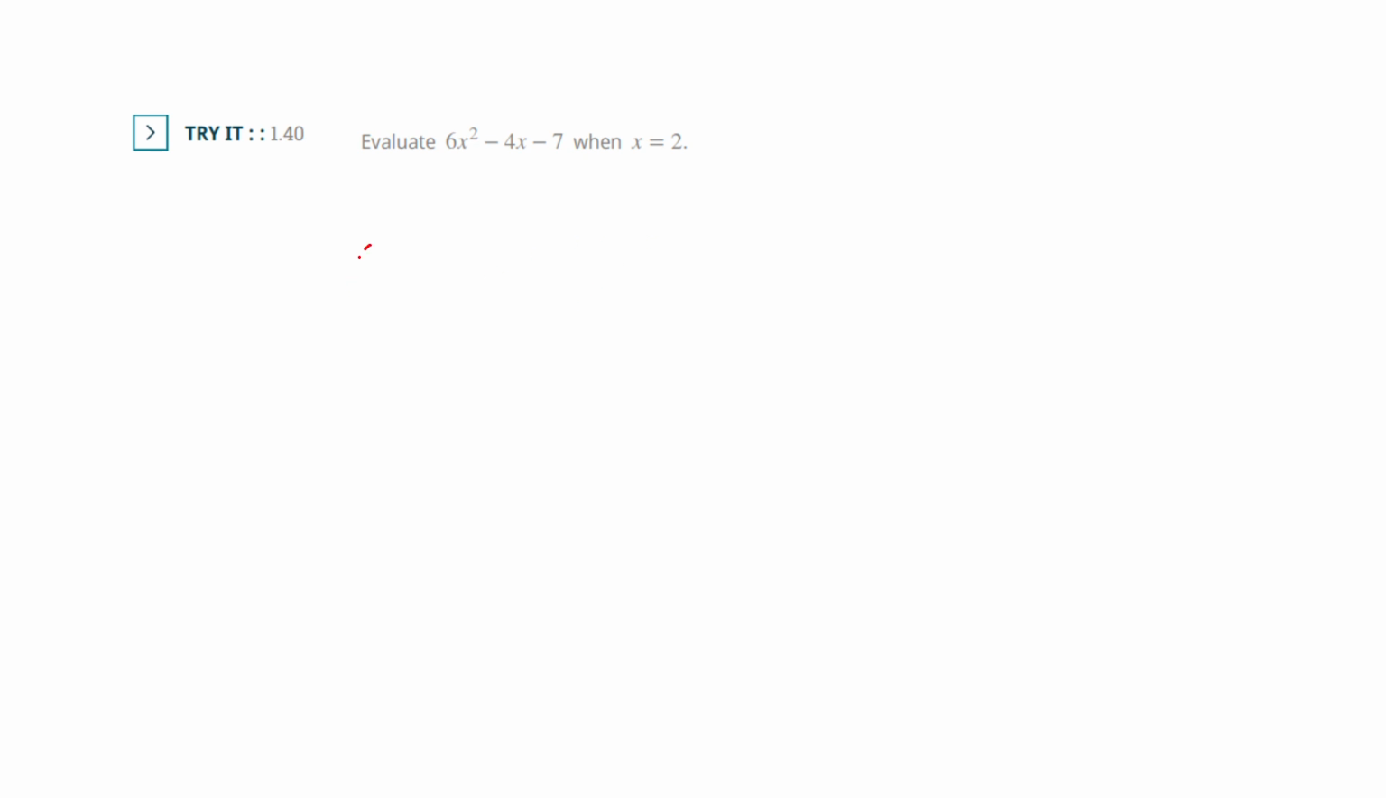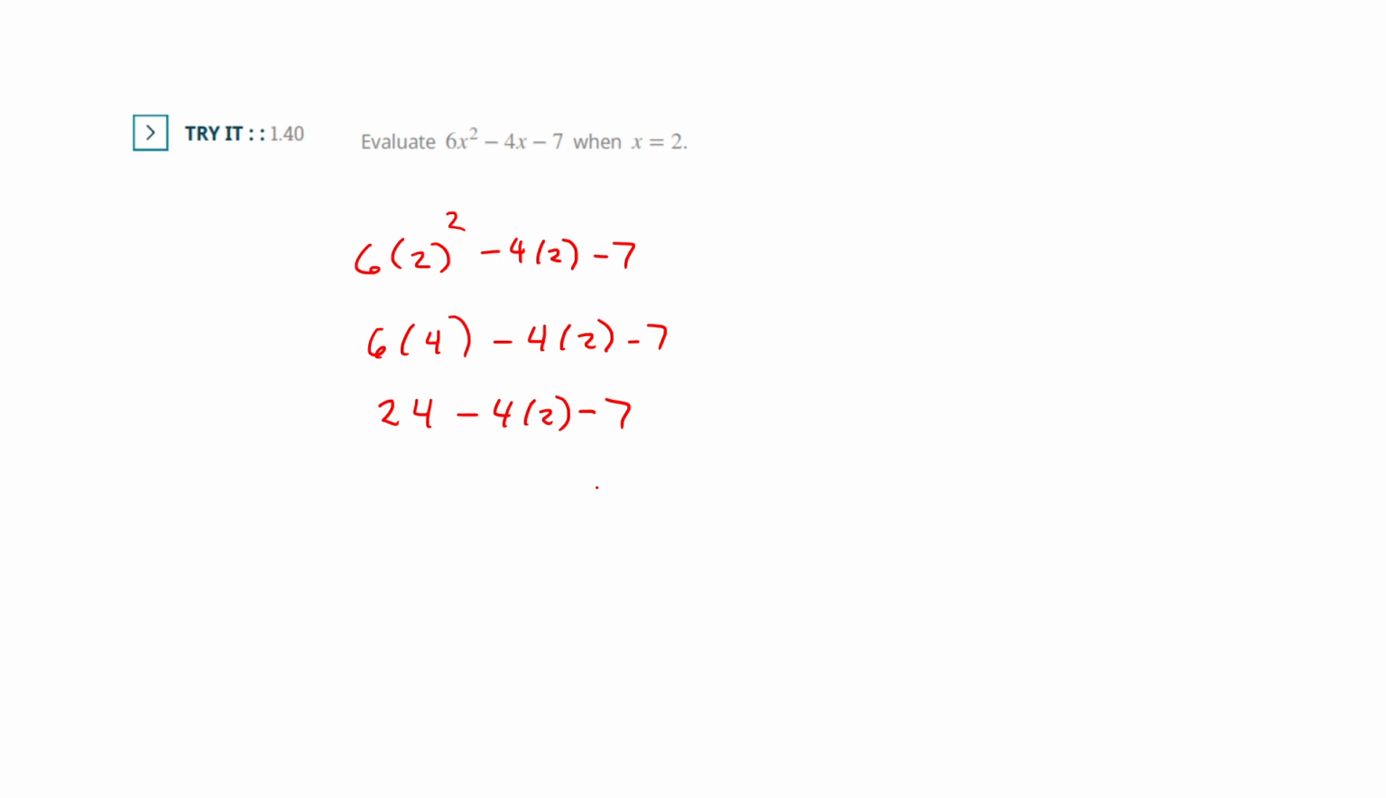Okay, 7 and a 2. Okay, exponents first. So 6 times 4. Okay, we got 2 multiplications, left to right. Okay, second multiplication. Now, subtraction's tied, we're going to go left to right. There's my answer.